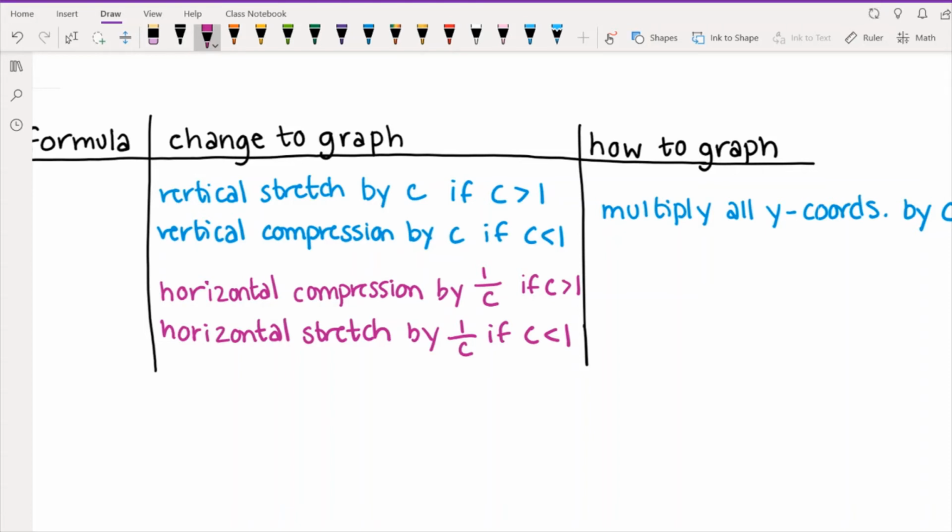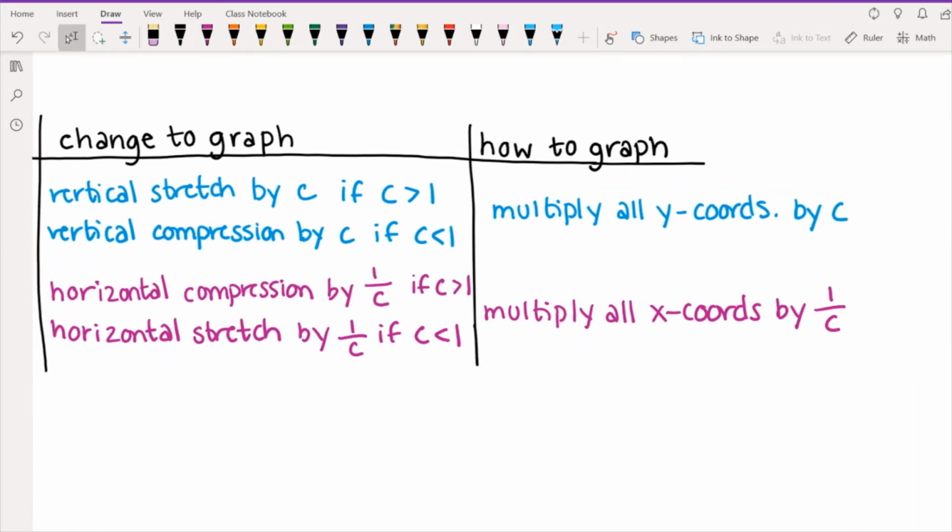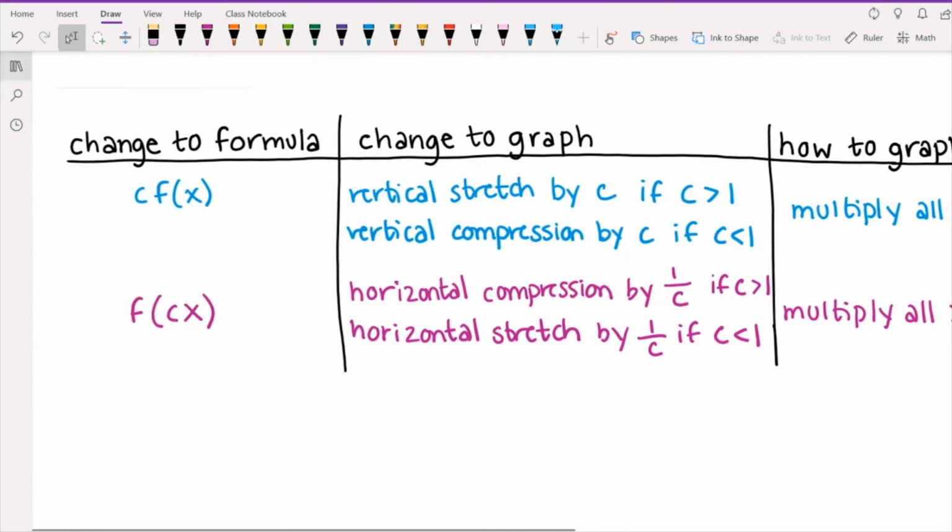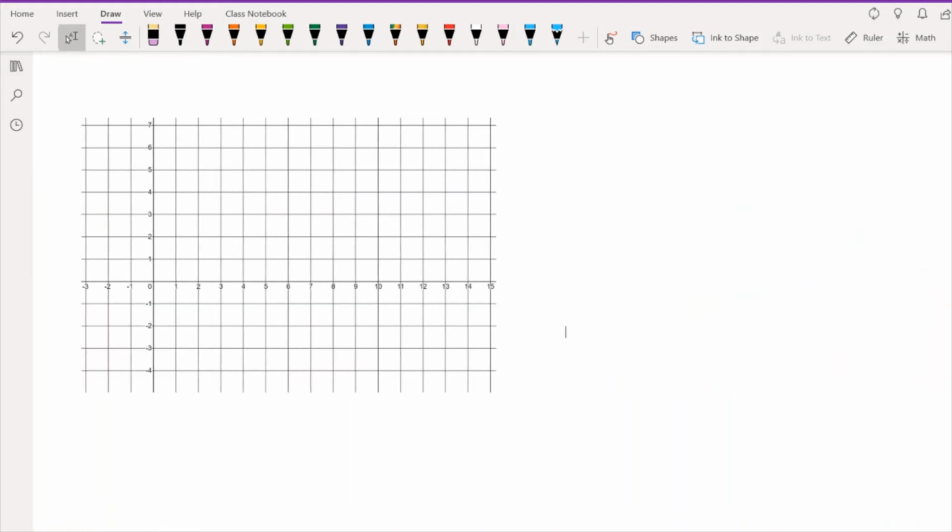And so how do you actually graph this? Well, you multiply now all x coordinates, not by c, but by 1/c. So it's always the reciprocal with horizontal stretches and compressions. Okay, so let's look at some examples.